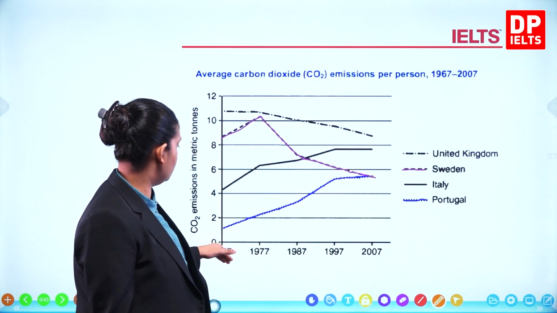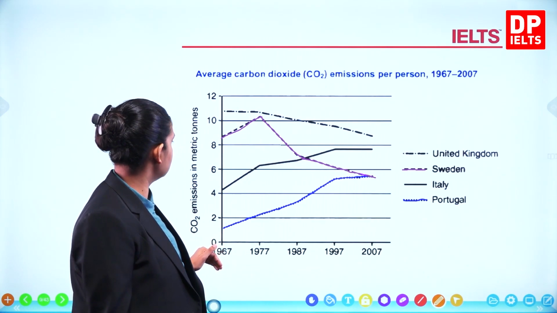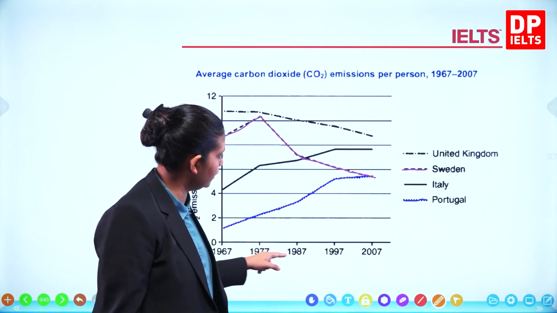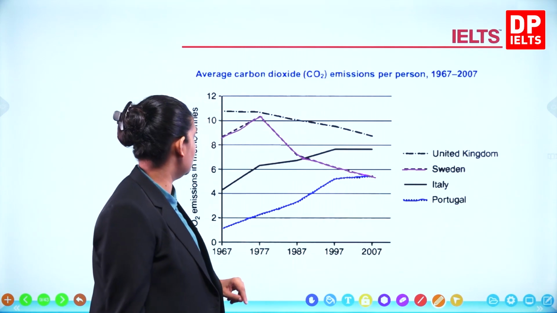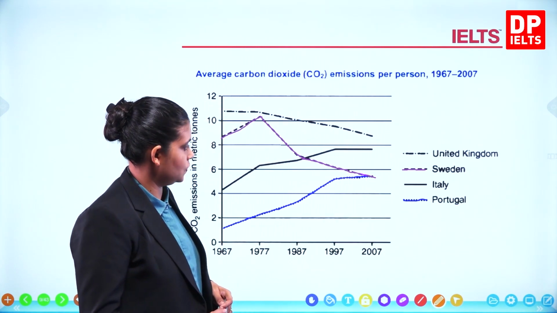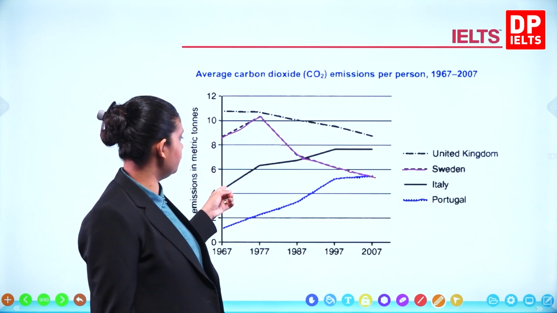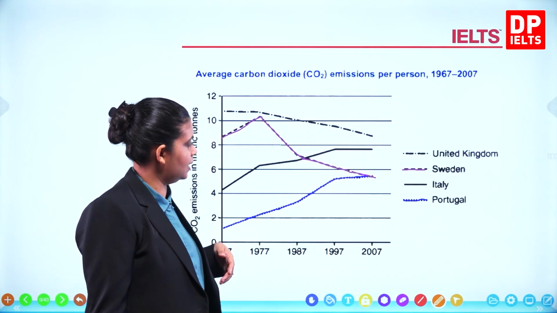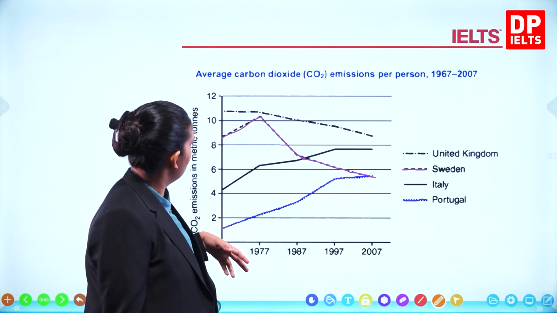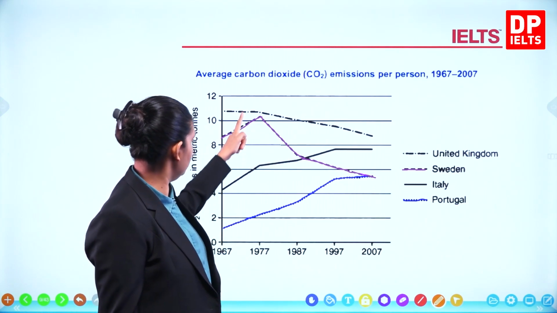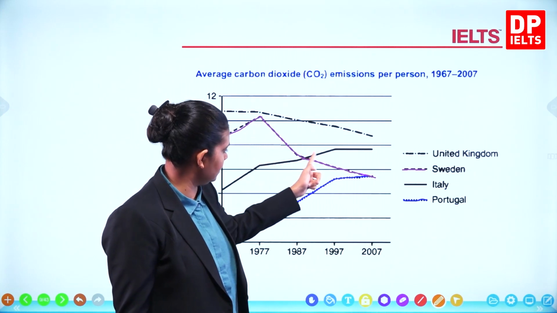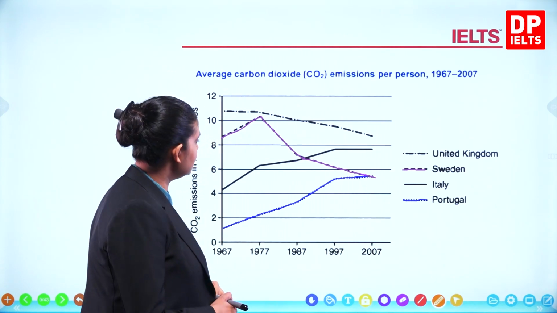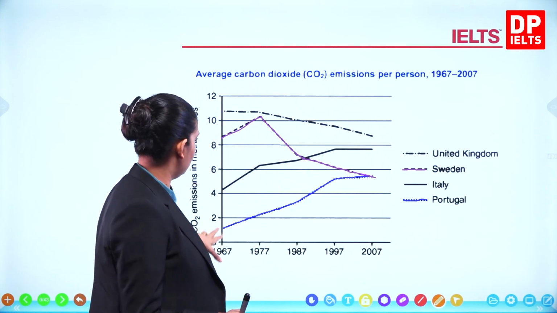Portugal was low. It was below 2, right, in metric tons. It was below 2 metric tons in 1967, but throughout the years it has increased, and in 2007 it's just below 16 metric tons, right? Italy again was just above 4 tons and then it has increased, and since 1997 to 2007 it has remained stable, okay? On the other hand, Sweden had an increase, but from 1977 it's declining, and by 2007 it's below 6 metric tons, right?